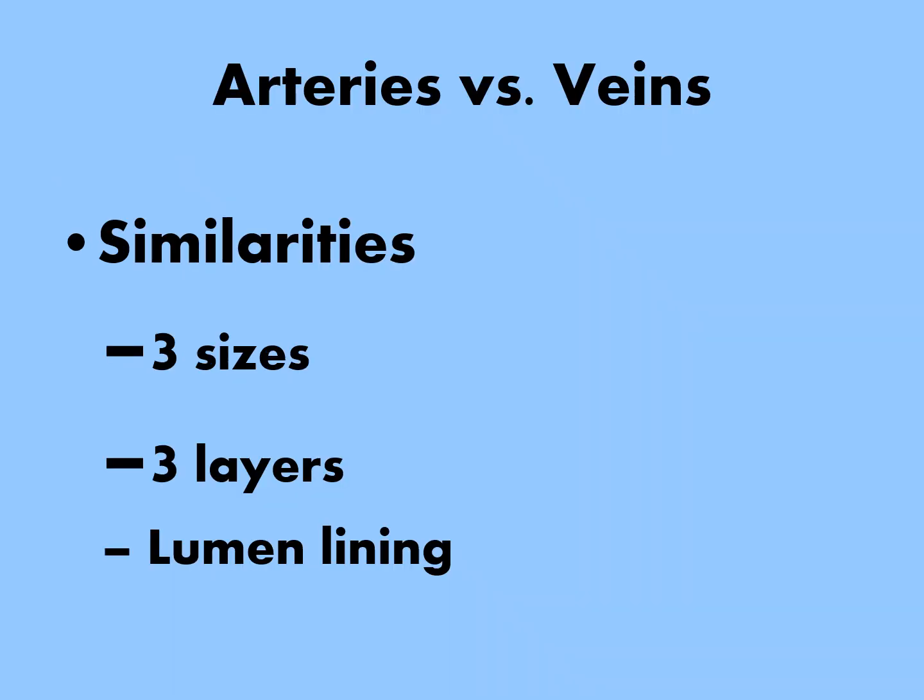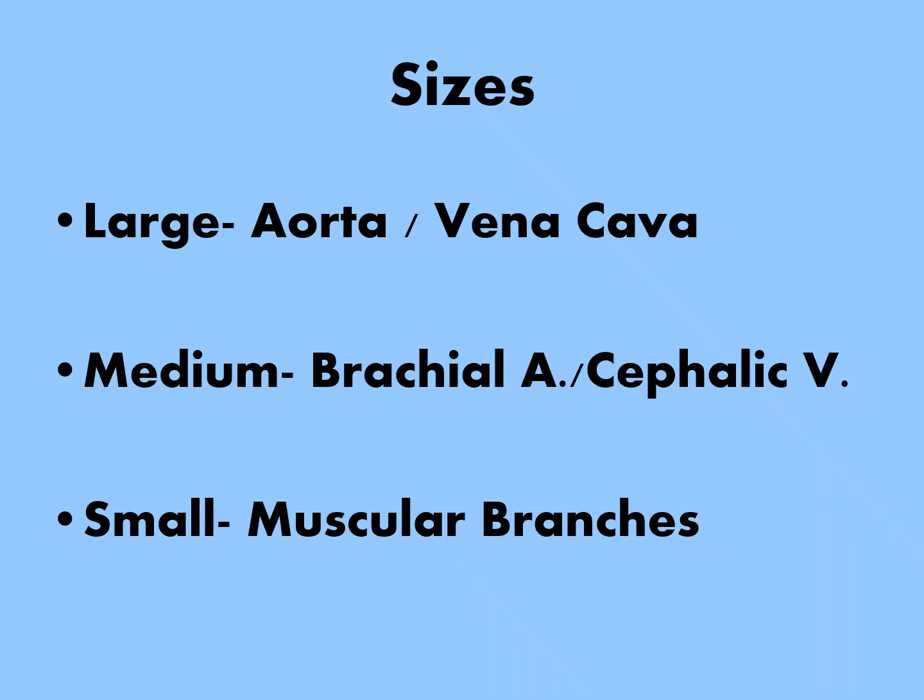We've discussed and looked at and named many arteries and veins in the body, but really haven't discussed their similarities or differences. Arteries and veins come in generally three sizes. They both have three layers and are lined with the same types of cells. So arteries and veins come in three sizes: large, medium, and small.